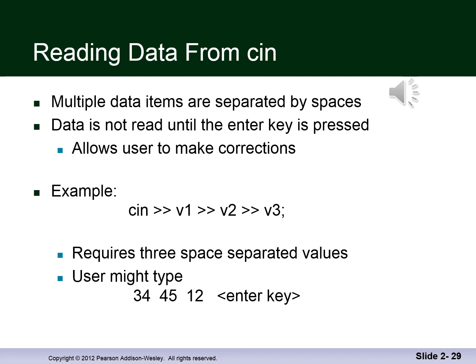So if you prompt them to type in 3 initial values for variables v1, v2, and v3, and they want to type in 10, 15, and 20, and they type in 10 space 15 space 20, and they realize instead of 15 they actually typed in 51. They transposed them, but they didn't hit enter yet. They can backspace to the 51 and change it to 15 space 20, then hit enter.